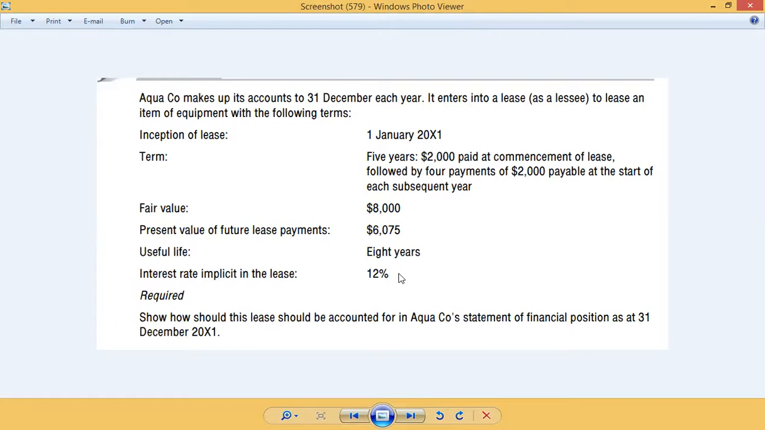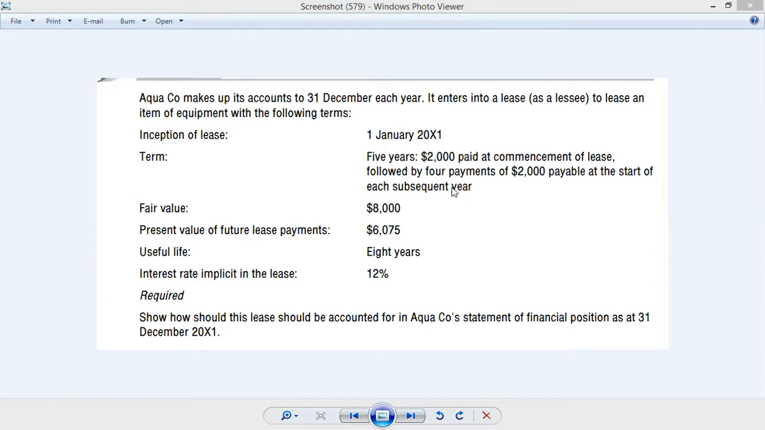Now, the useful life of the asset is 8 years. And then the lease term is 5 years. If you are calculating the depreciation, which of the years are you going to select? The lease term should be 5 years, or the useful life, which is 8 years. The depreciation should be over 5 years because it is the shorter of the two.